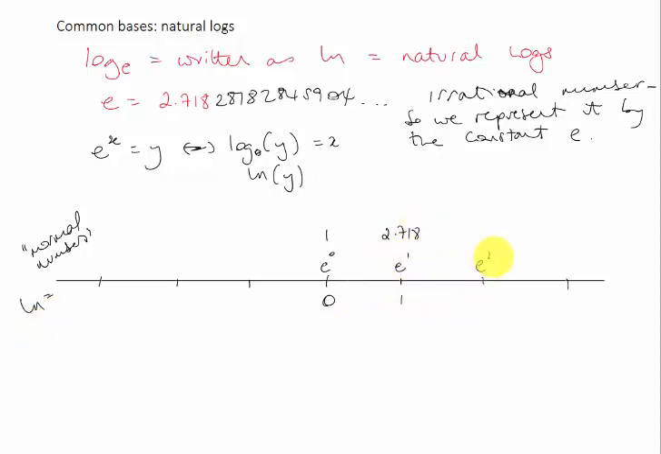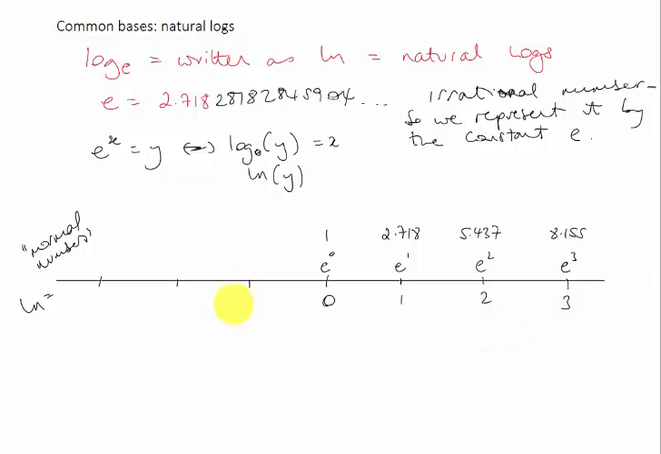We've got e squared, then we square this constant e, and that gives us a number of roughly 7.389. And the natural log is 2. E cubed, if we cube this number, that gives us 20.086. And the natural log is 3.